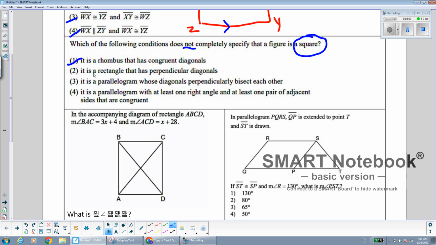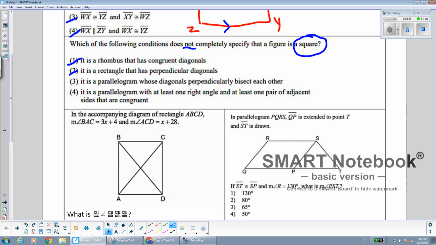It is a rectangle. Okay, so that's halfway there. Now we just need to know it's also a rhombus that has perpendicular diagonals. Perpendicular diagonals is a rhombus property. So this is a square. It's both a rectangle with a rhombus property. So a rectangle and a rhombus. Once again, not the answer we're looking for.